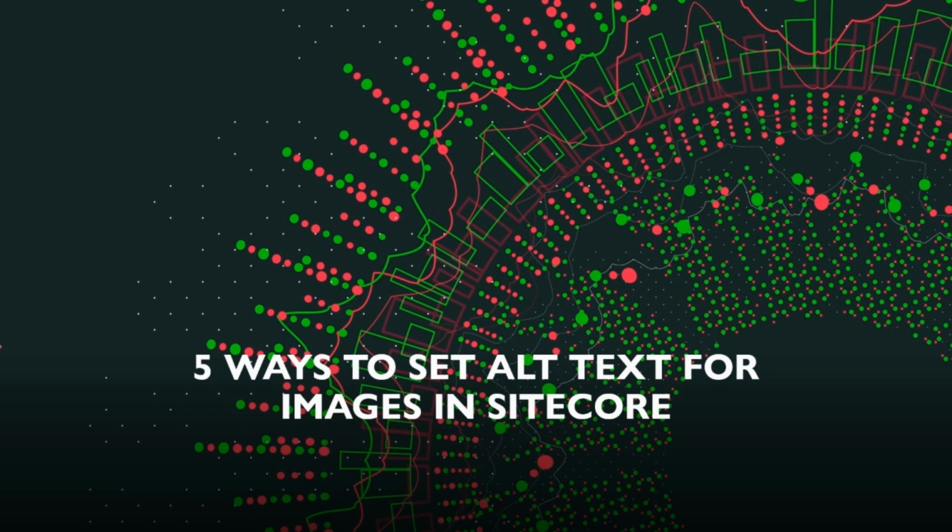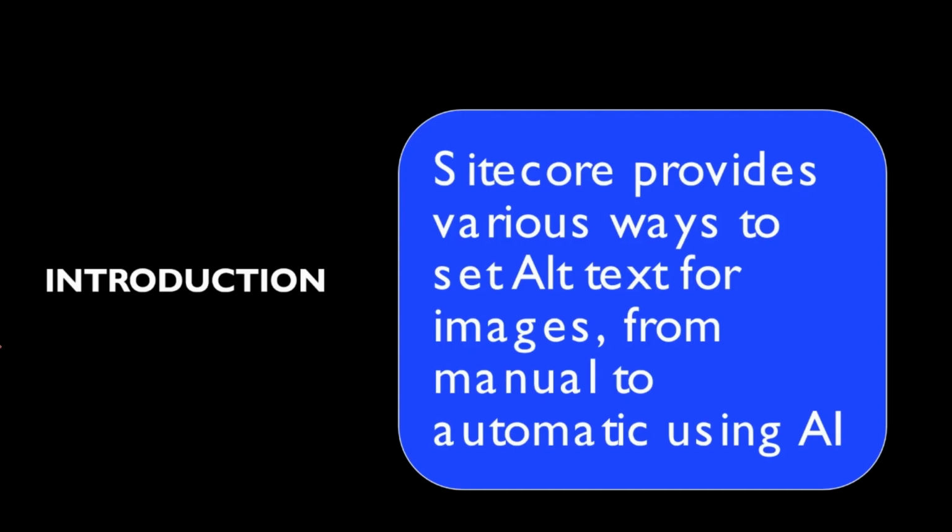Today we are going to see 5 different ways to set the alt text for your image in Sitecore. You know that alt text, or alternate text, is a crucial part of website accessibility and SEO, as it provides a description of the content of an image to people with visual impairments. Sitecore provides various ways to set alt text for images, from manual to automatic using AI. Here today we are going to see the different ways to set alt text for images in Sitecore, including manual, via C# code, via PowerShell, and using a configuration setting.